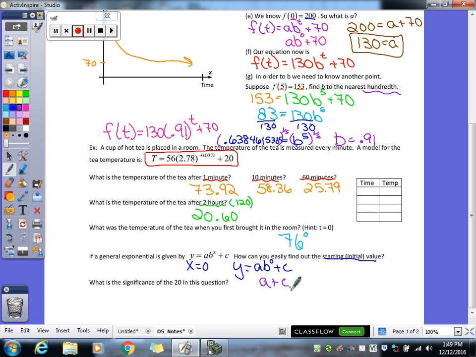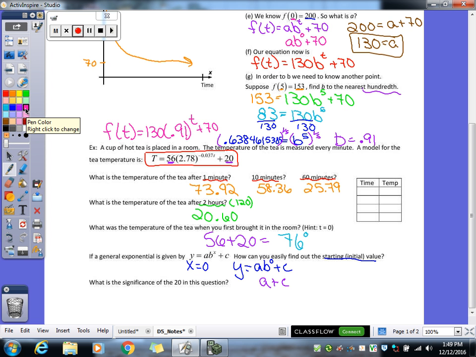So if I went back up here to this first equation, my a was 56, my c was 20. 56 plus 20 gives us our same initial value of 76 that we would have gotten by plugging in 0 or by looking at our table and going to where x was 0. So that's just a faster way, just by looking at the equation, to figure out your initial value.